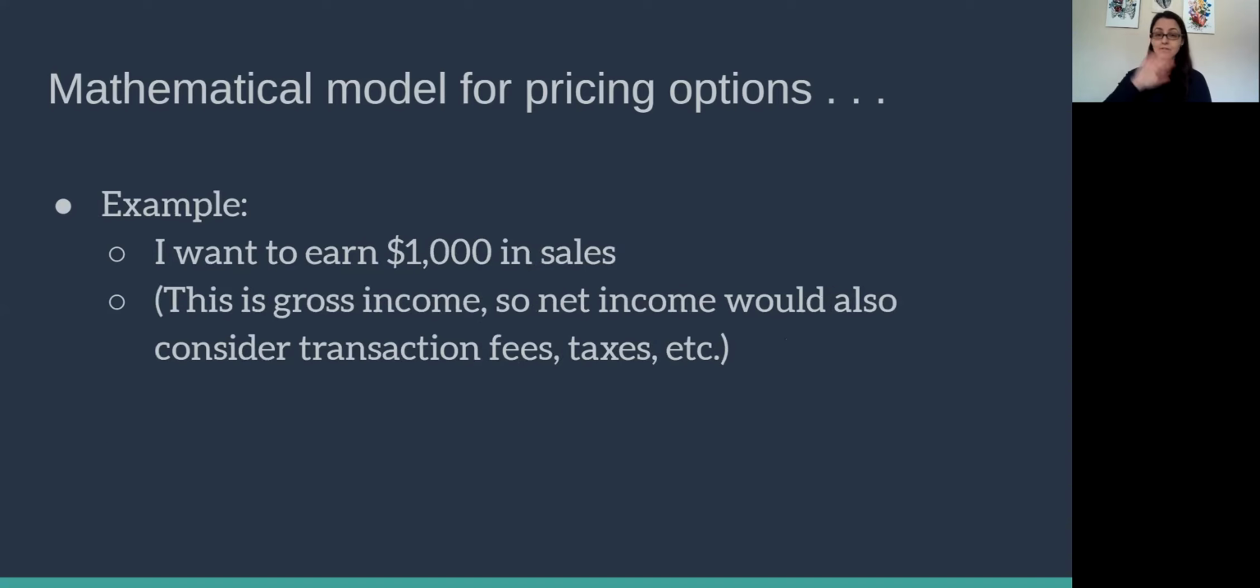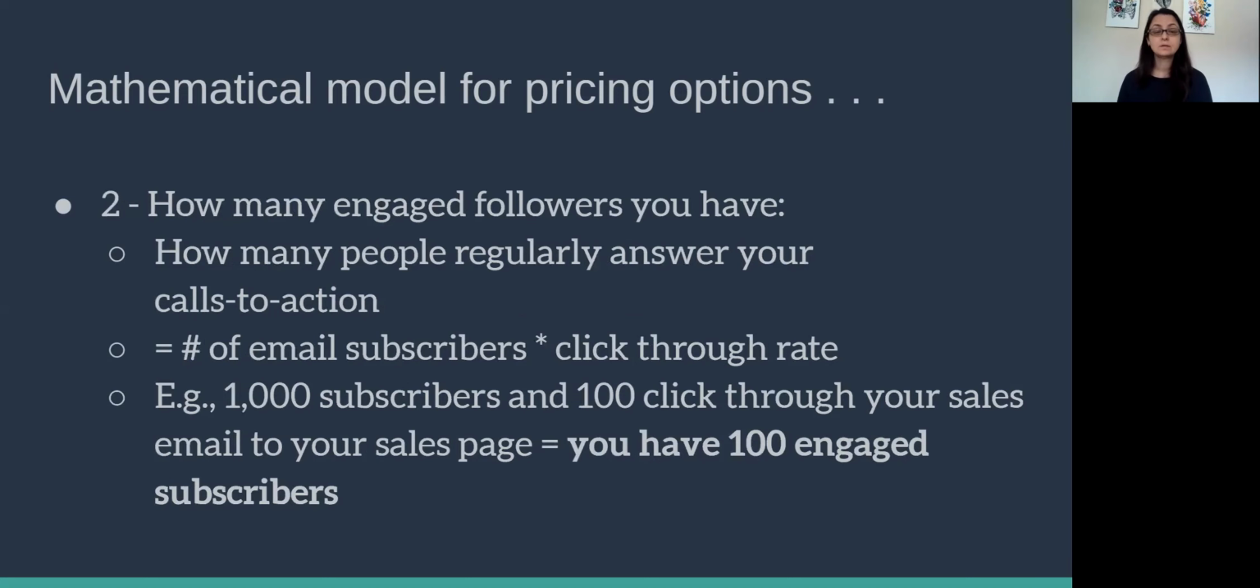So, for example, I want to earn $1,000 in sales. Remembering, of course, $1,000 in sales is gross income. Net income would also mean you have to consider transaction fees, taxes, your course platform if you're using it, whatever else you're using. So if you want to earn $1,000 net, you're probably going to need to earn $1,200, $1,300, $1,400 in sales. So just to keep it simple, let's say we want to earn $1,000 in top level gross sales. That's data point 1.